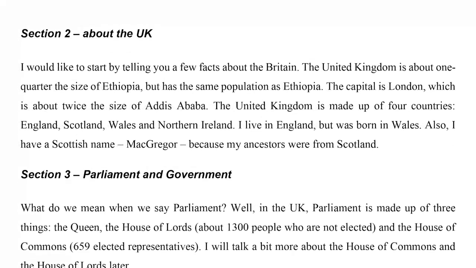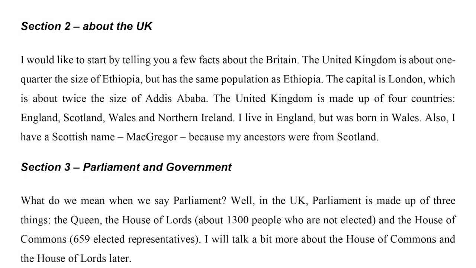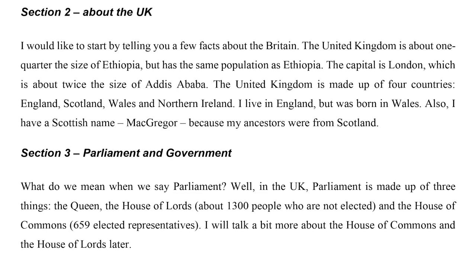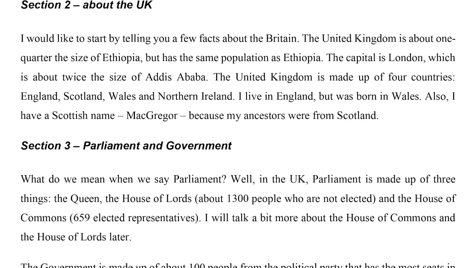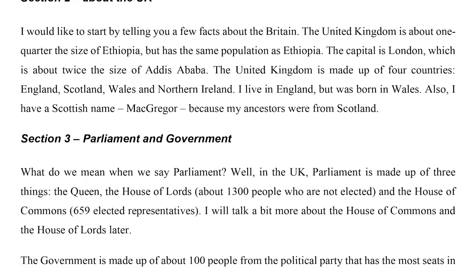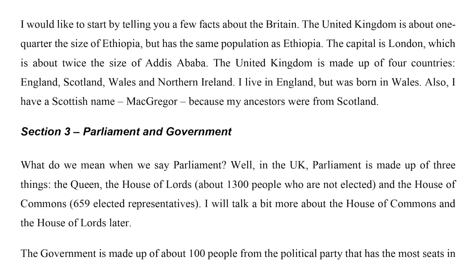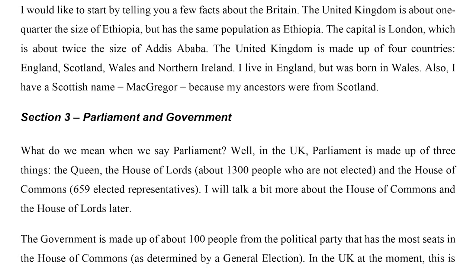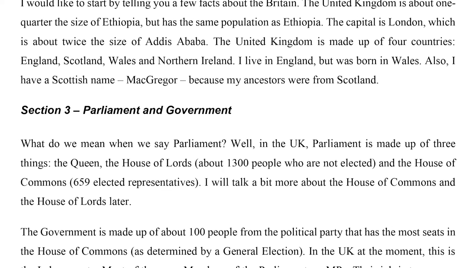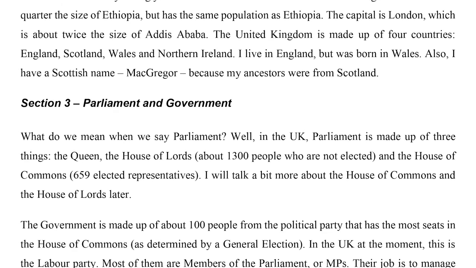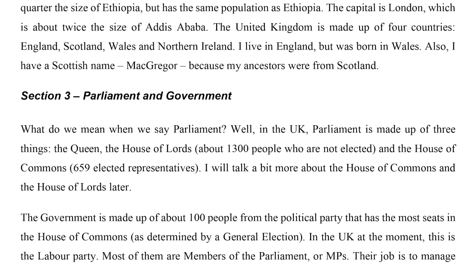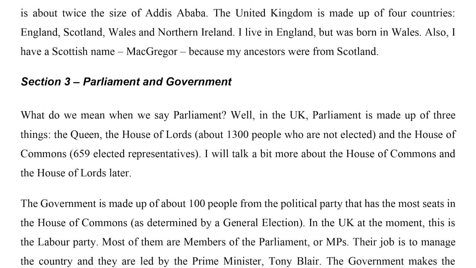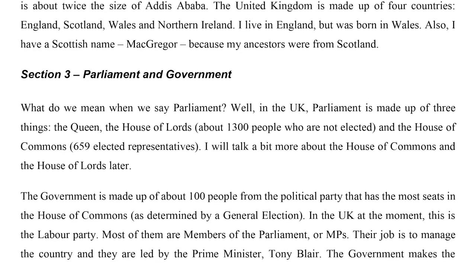Section 2, about the UK. I would like to start by telling you a few facts about Britain. The United Kingdom is about a quarter the size of Ethiopia, but has the same population as Ethiopia. The capital is London, which is about twice the size of Addis Ababa. The United Kingdom is made up of 4 countries: England, Scotland, Wales, and Northern Ireland. I live in England, but was born in Wales. Also, I have a Scottish name, McGregor, because my ancestors were from Scotland.